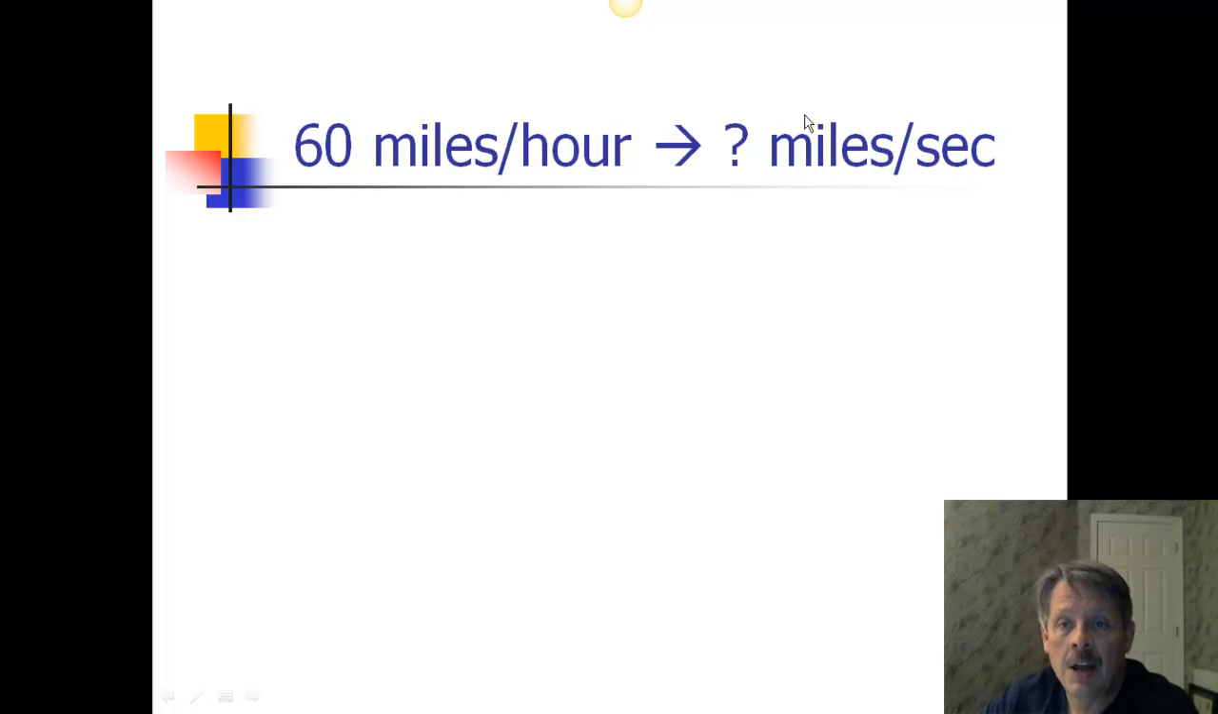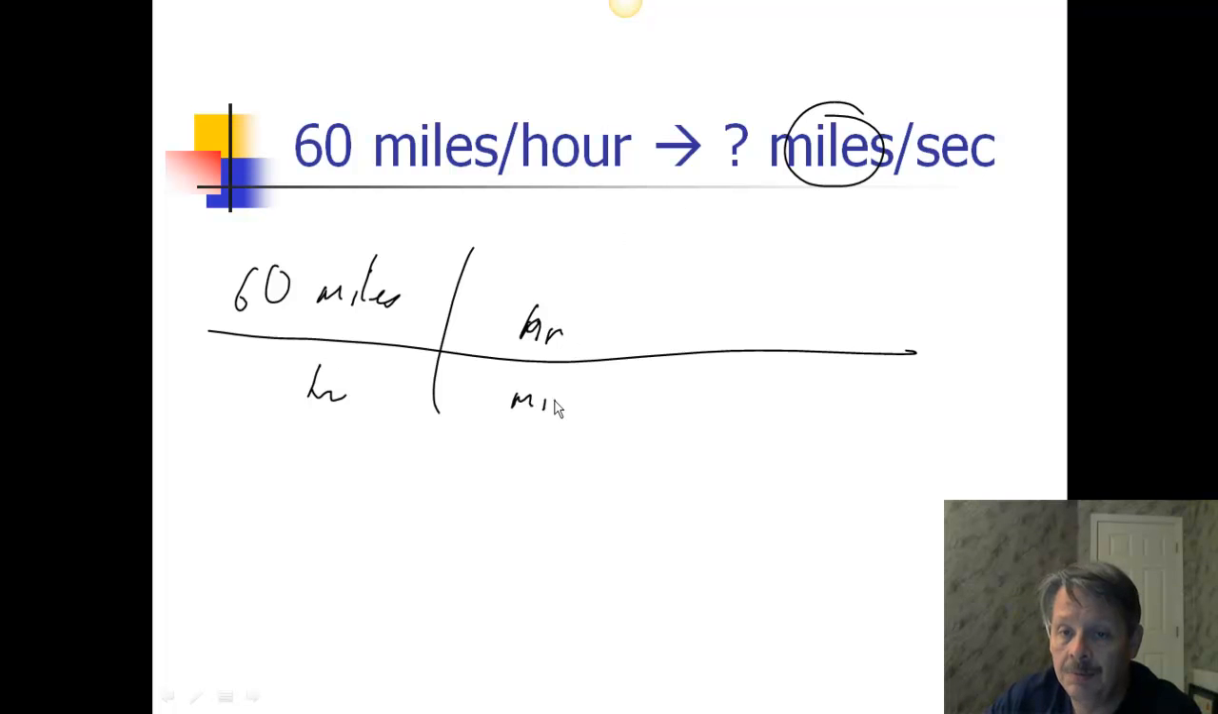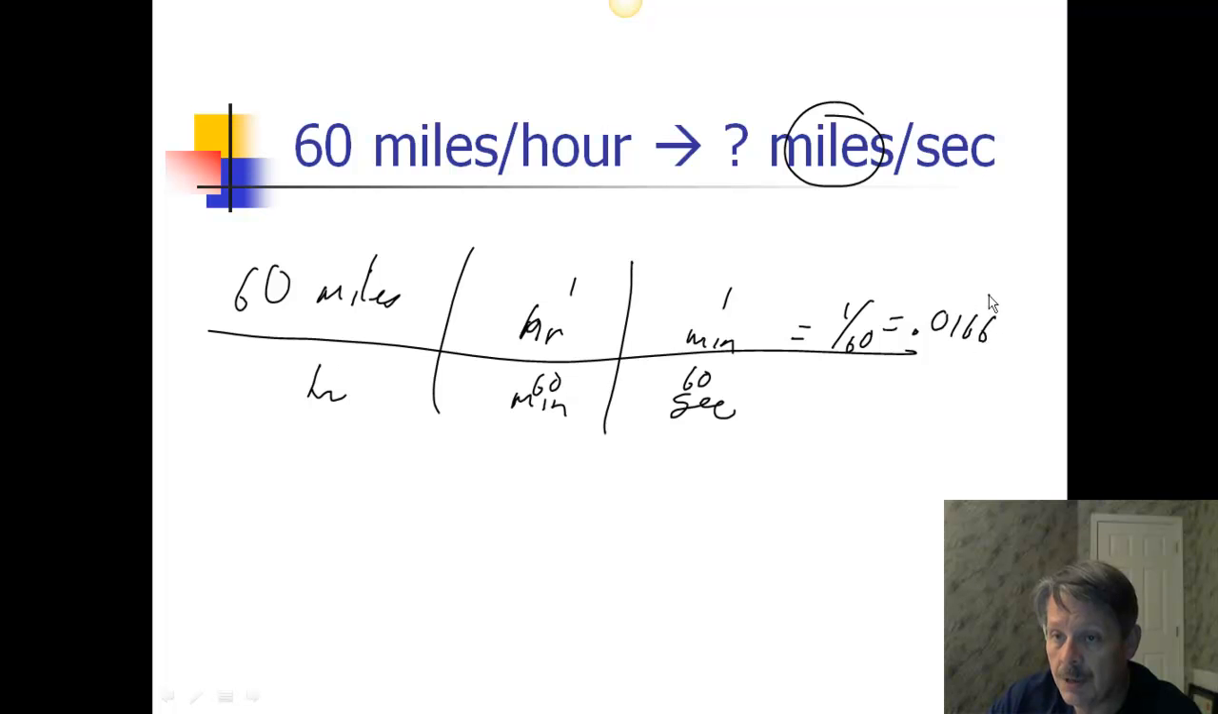Okay, so now I have miles per hour, and I'm converting to miles per second. All right, so you should, again, be able to do this. Pause the video, and then come back, and we can work it out together. Alright, I've got miles on the top. I want miles on the top at the end, so I don't need to worry about miles. I just need to worry about hours going to seconds. So I put hours on top, minutes under it, and then convert from minutes to seconds. And there's 60 minutes in an hour, 60 seconds in a minute. So this becomes 1 over 60, which is 0.0166 repeating.